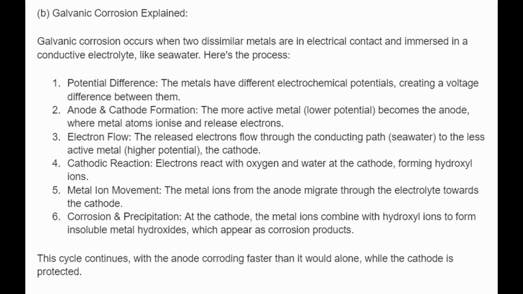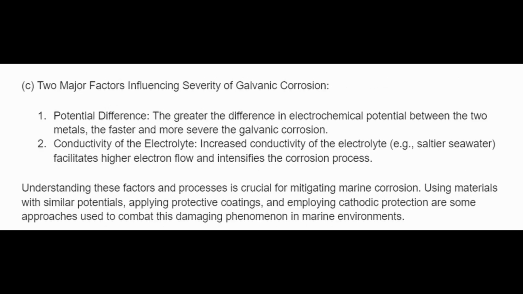5. Metal ion movement. The metal ions from the anode migrate through the electrolyte towards the cathode. 6. Corrosion and precipitation. At the cathode, the metal ions combine with hydroxyl ions to form insoluble metal hydroxides, which appear as corrosion products. This cycle continues, with the anode corroding faster than it would alone, while the cathode is protected.